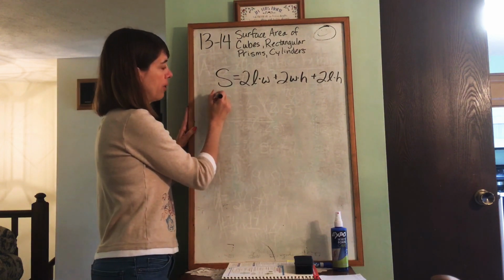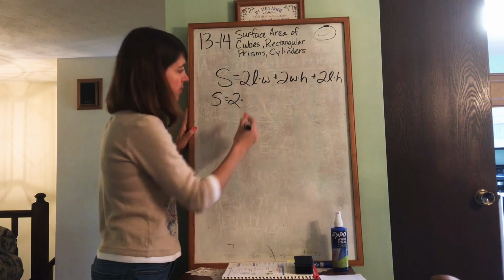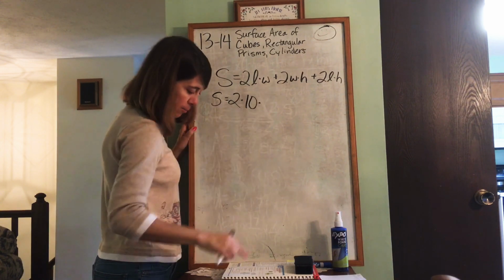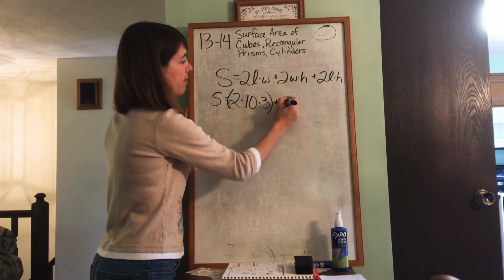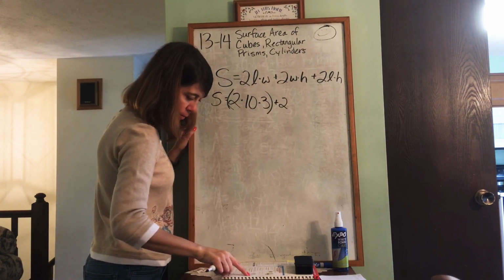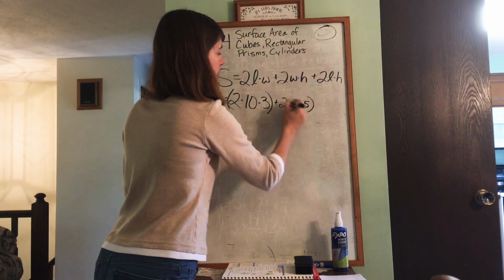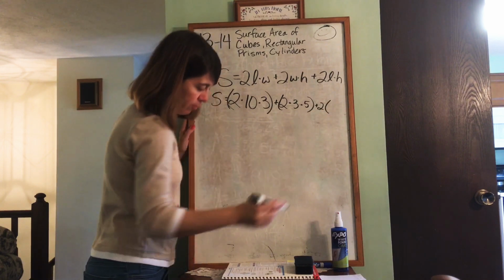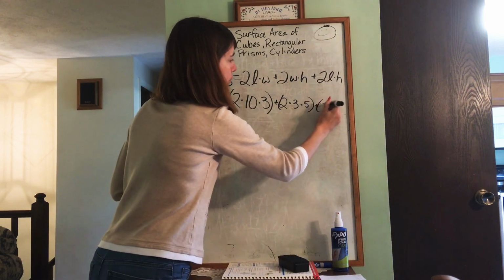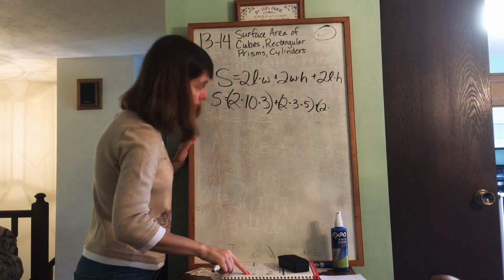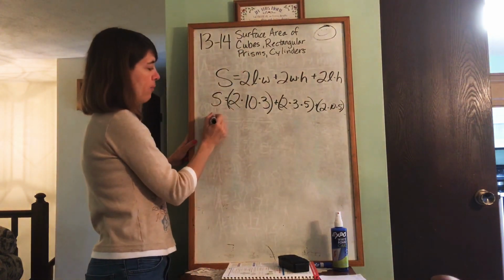So here's our work. S equals 2 times, they told us the length in the figure was 10, times the width is 3. So we're going to work that together. Let's put that in parentheses. Then 2 times the width, which is 3, and the height, which is 5, times 3 times 5. Put that in parentheses, plus 2 times, the length was 10 and the height was 5, 10 times 5. I put the parentheses in the wrong spot, sorry. Okay, then we've got to do our math.